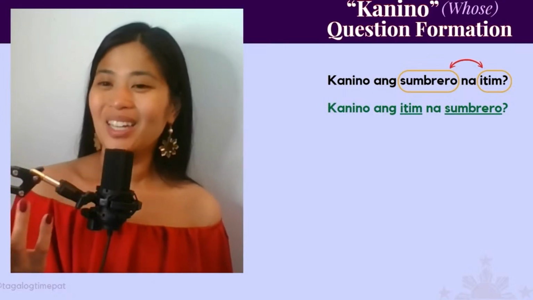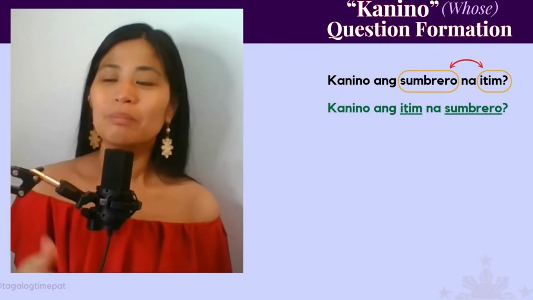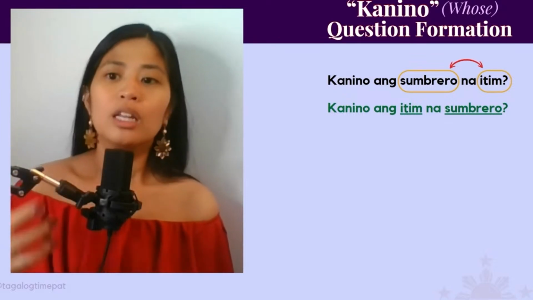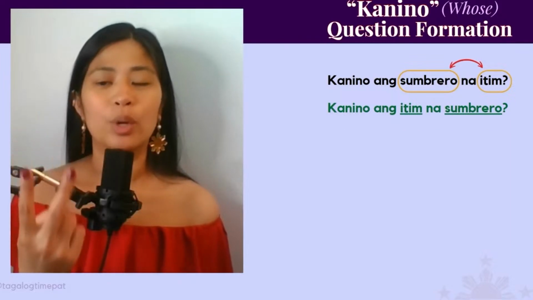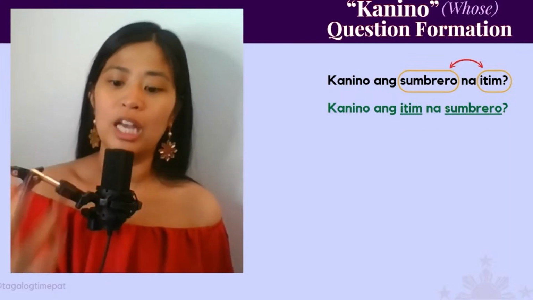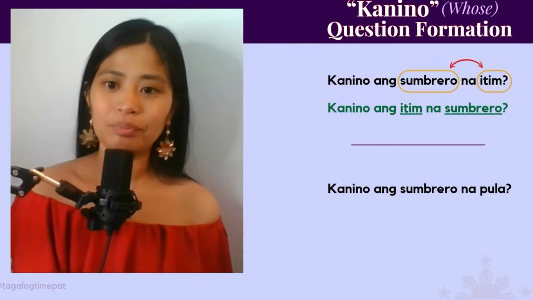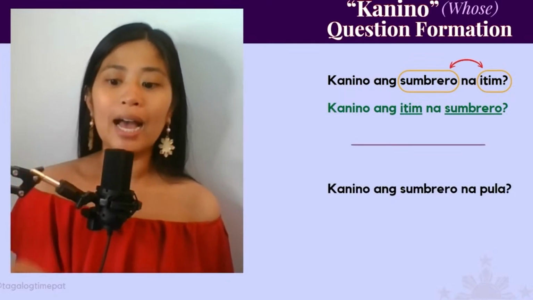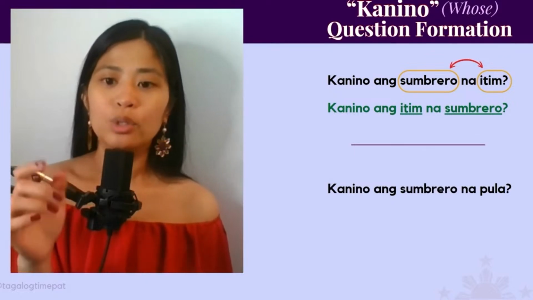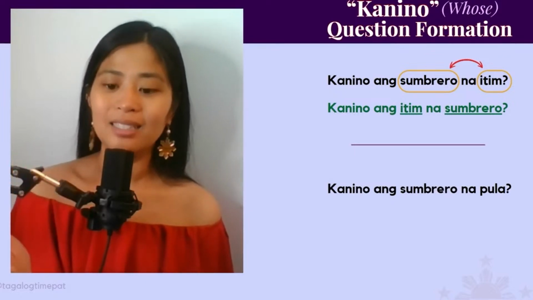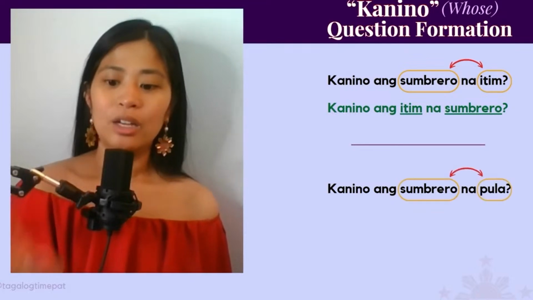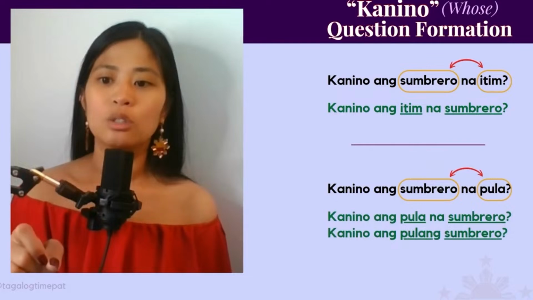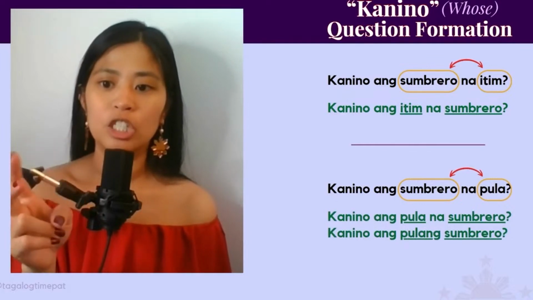And why does that happen? It probably just goes back to baybayin or to the evolution of Tagalog in general. So the adjective and the Tagalog vocabulary word can be interchangeable and they mean the same thing. Another example, kanino ang sombrero na pula? Pula means red. So whose red hat is this? You can switch it up and it could be kanino ang pula na sombrero. So we just switched it.